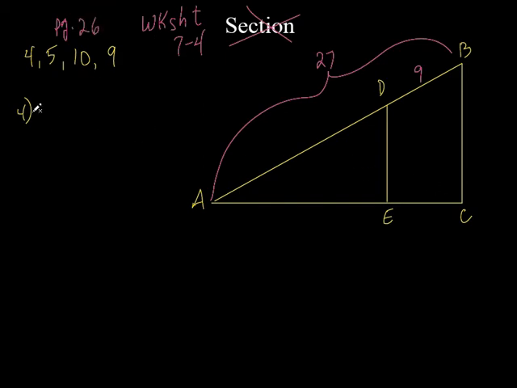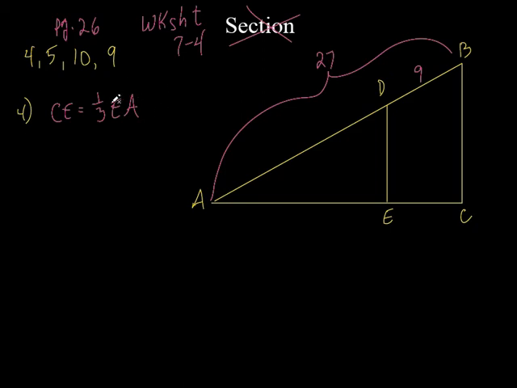So this is number 4. I drew the triangle. They told you that DB was 9. They told you that AB was 27. And let's see what else they told you. CE is 1/3 of EA. That's probably where, let's write it down. CE is 1/3 of EA. This is the part, I'm sure, that messes you up a little bit.